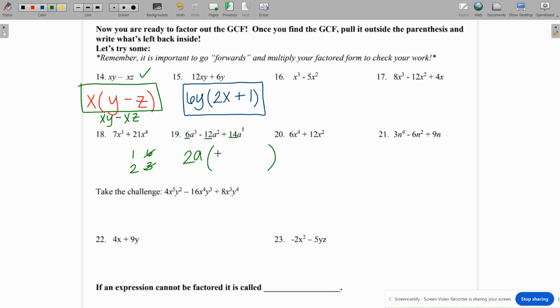So 2a times what is 6a cubed? That's going to be 3a squared. 2a times what is negative 12a squared? That's going to be minus 6a. And 2a times what is 14a? That's going to be plus 7.